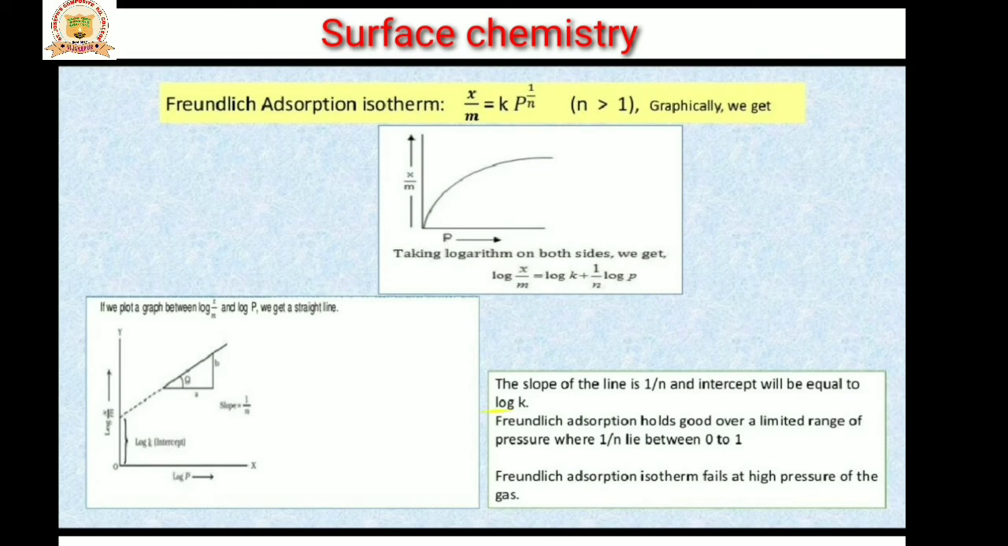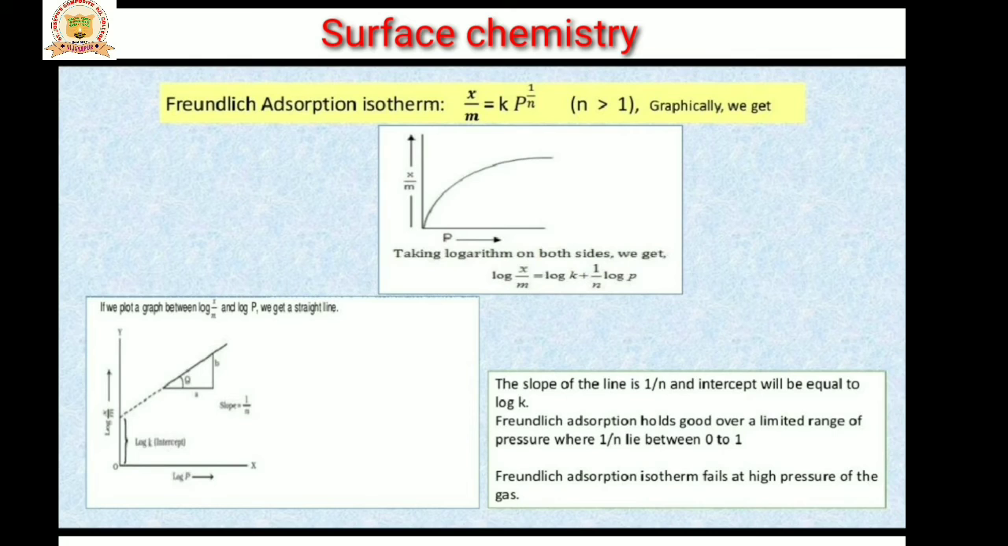Whenever the slope of the line is equal to 1 by n, its intercept will be log k here. This is y is equal to mx plus c. Here c is the intercept, log k. Slope is what? m is the slope. m is equal to 1 by n here.